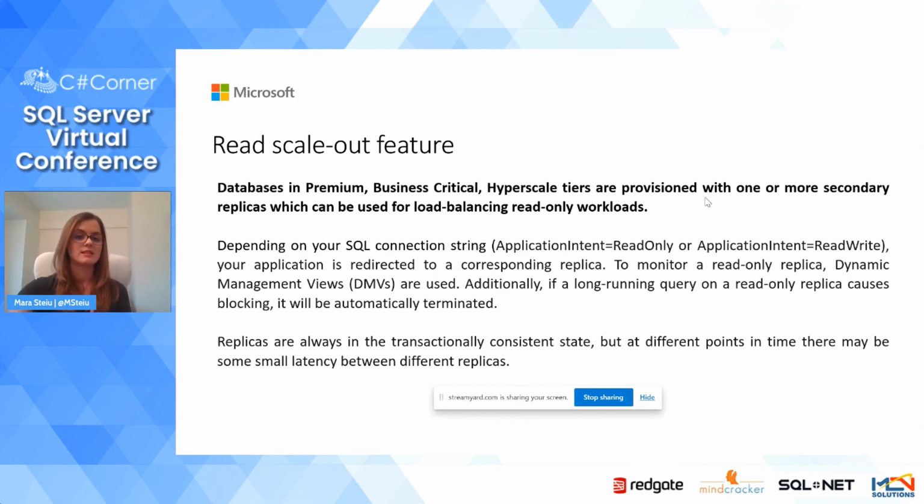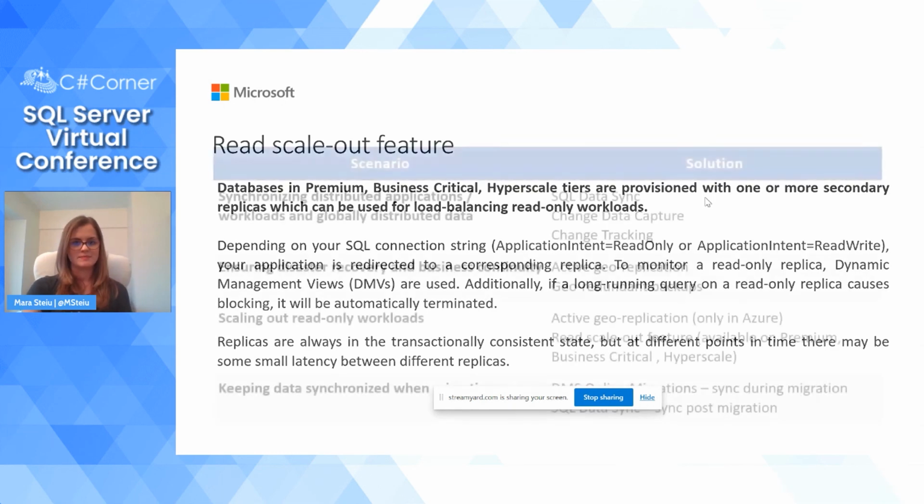So you can configure the SQL connection string to direct your application to a corresponding replica. Again, to monitor, you can use dynamic management views. And if you have a long-running query causing blocking, it will automatically be terminated. By blocking, we mean an object modified on the primary while the query locks the same object on the read-only replica. And lastly, it's always in a transactionally consistent state, but at different points in time, there may be some small latency between different replicas.